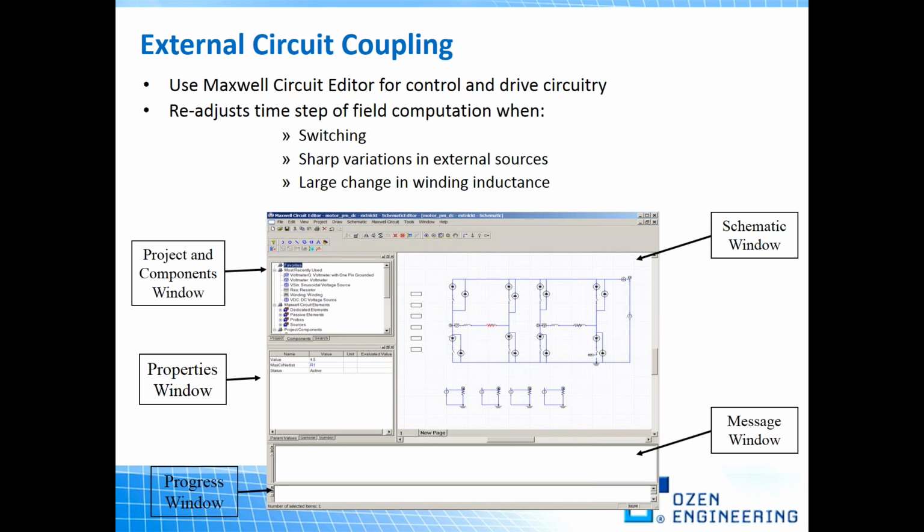In Maxwell, you can have different excitations, like current and voltage, but you also have an option of circuit design. So your excitation can be from an external circuit. You have a circuit design coupling through Maxwell. You can use the Maxwell circuit editor for control and drive circuitry, or for your source as excitation.